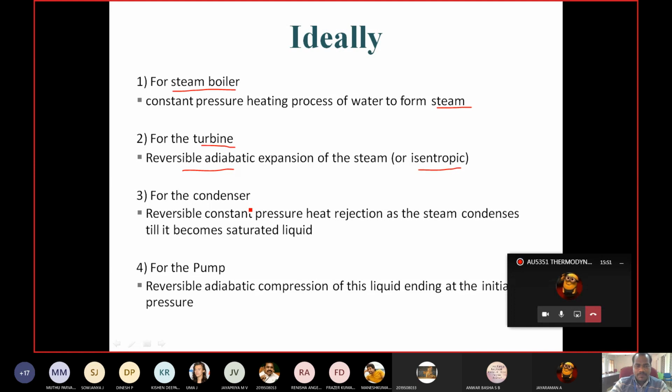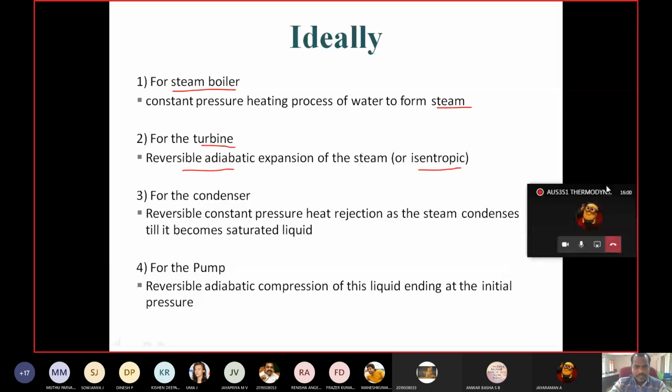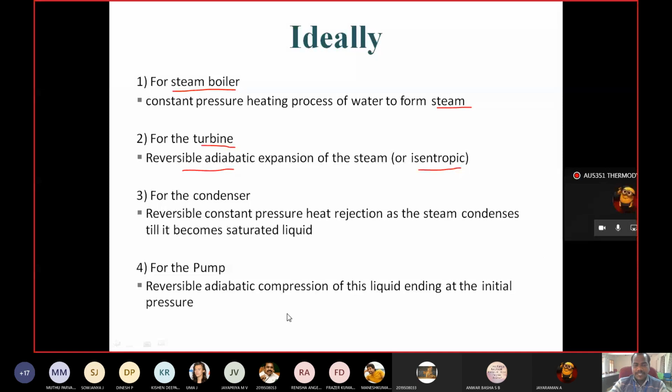So for the pump, the reversible adiabatic compression of this liquid, ending at the initial pressure. Again, it is an isentropic process. So in the pump, we have an isentropic process. So after the condenser, we will get the saturated liquid. Then this saturated liquid is pumped to the boiler again at the initial pressure, right? So these are the components and these are the functions of our Rankine cycle.